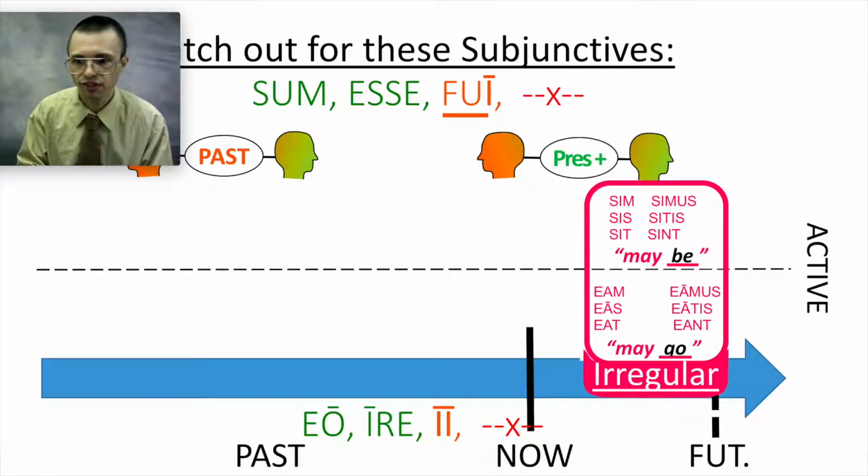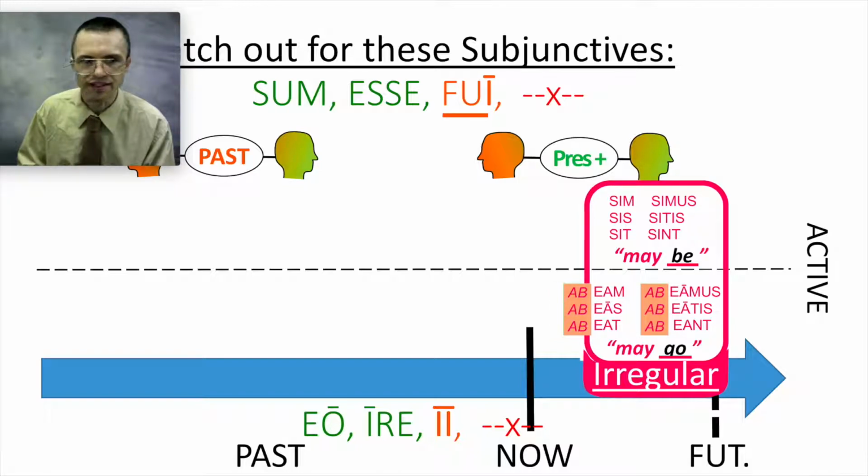But they can have certain prefixes. Sim on top often gets pro, meaning may it profit, like prosit ei, may it be profitable to him. Or de, like desit, may he lack. Down low, eam commonly gets the 3 directional prefixes. Adeam, to go toward or to approach. And like adeamus, let us approach. Or abeat, abeant, let them leave, please. Or redeatis. Let y'all return back to where you came from, something like that.